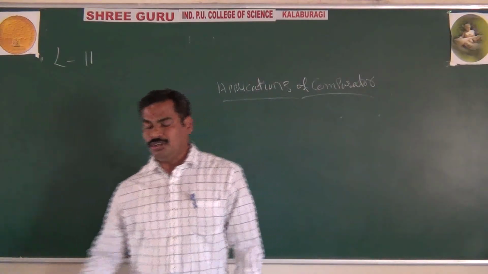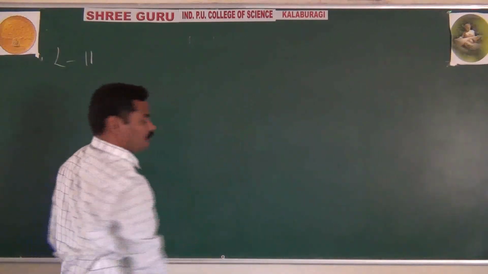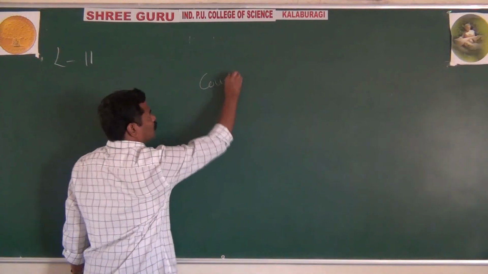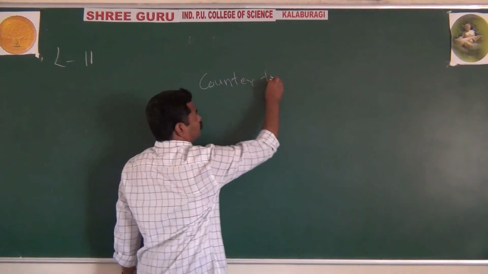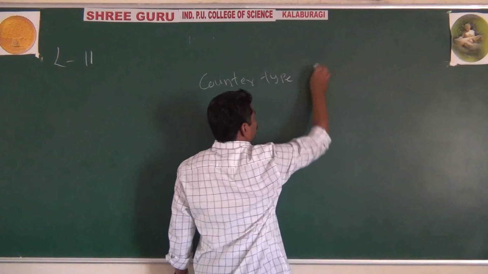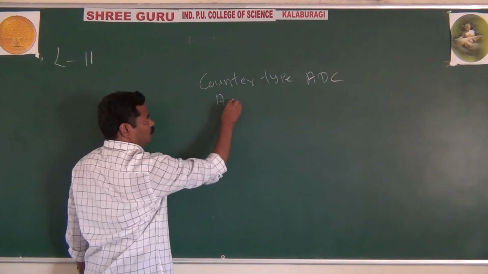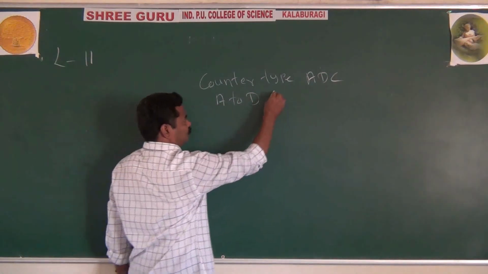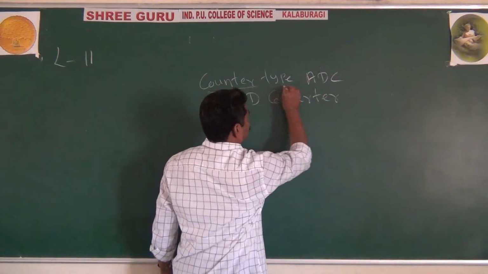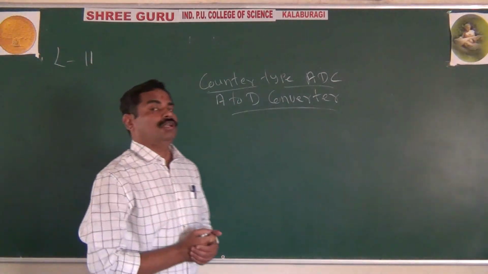Now we'll go finally to the last important thing, the counter type. We go for the counter type A to D converter, or you can write ADC. As I said in the beginning, you can easily convert between analog and digital signals.